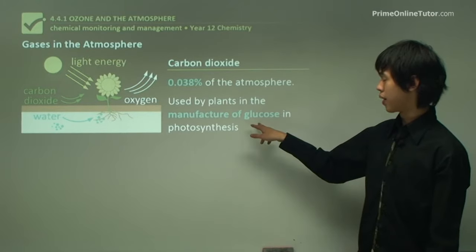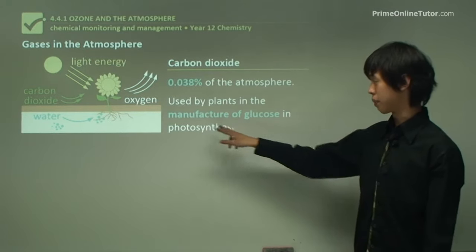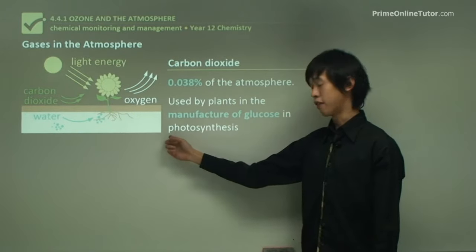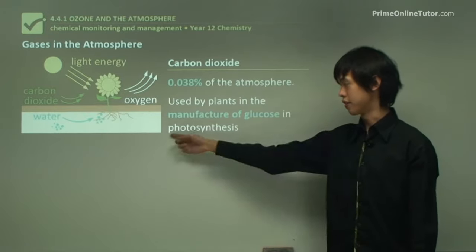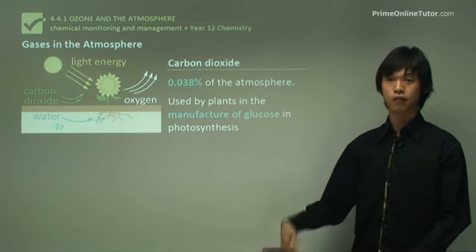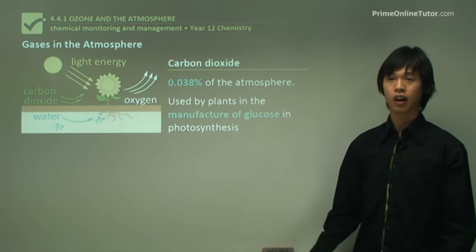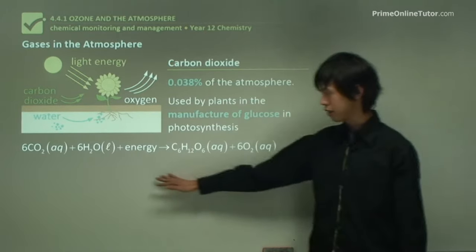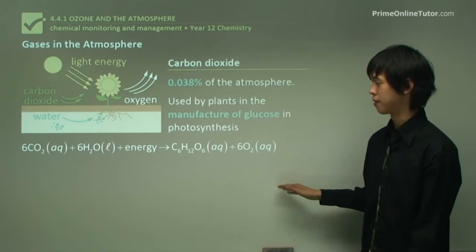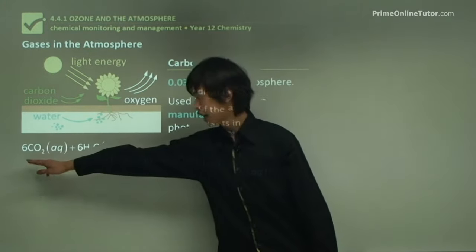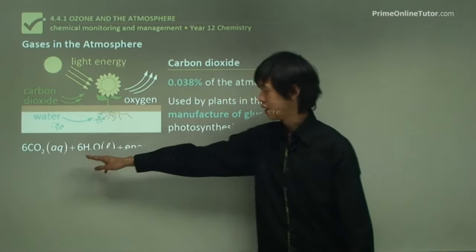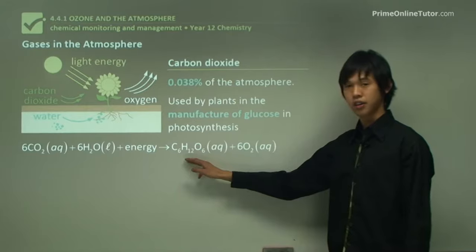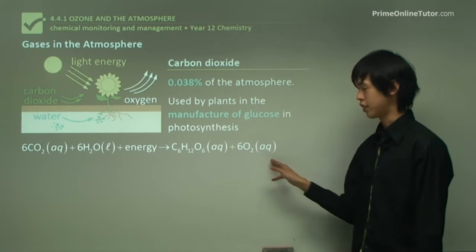Now, when I said it's useful for plants, it's useful mainly because you manufacture glucose in the process of photosynthesis. Biology students, if you've studied photosynthesis, this should all be a recap of what you've already done. But for chemistry students, here's the equation for you, if you haven't already seen it. Now, you take in carbon dioxide as a plant, and you put water and energy, and you get glucose, which is this molecule, and oxygen out.